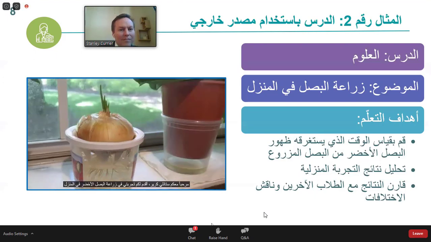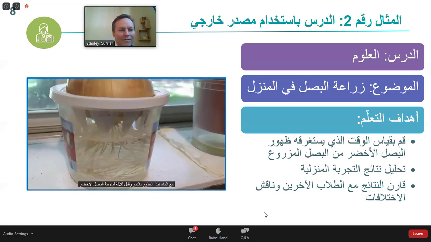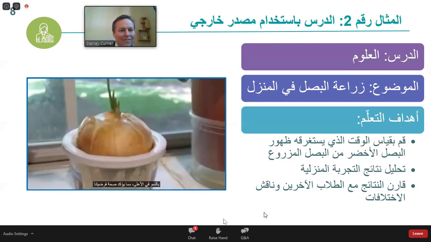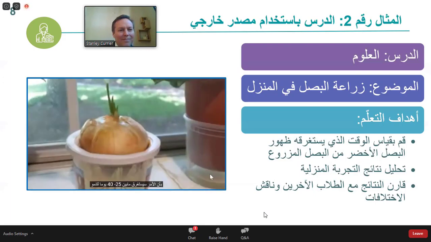Green onion experiment out of an onion. So as you can see, I initially put the onion here into this container with the water so that it could grow roots. And 3 days ago, the onion started sprouting green onions at the top, which validates our hypothesis that it would take between 25 to 40 days for this to occur. We're now at day 35.